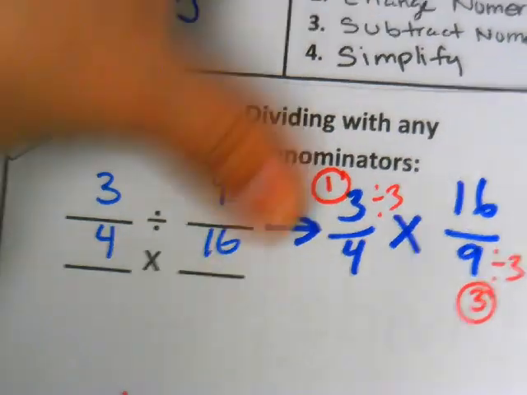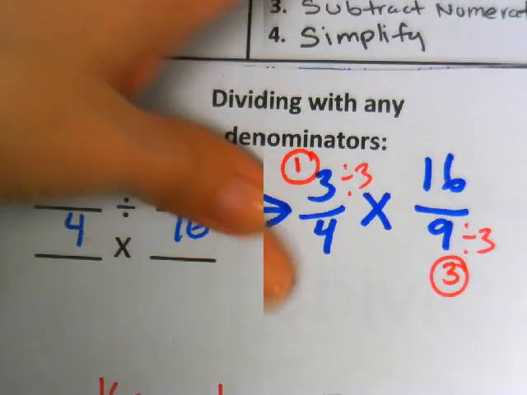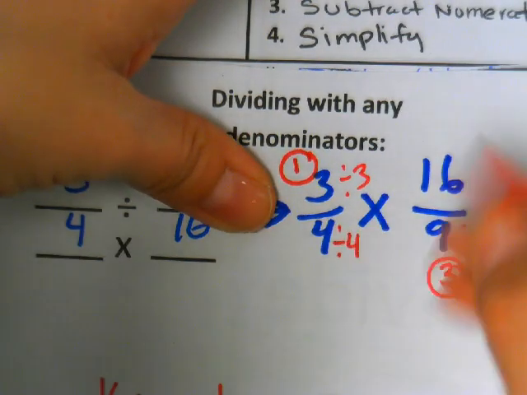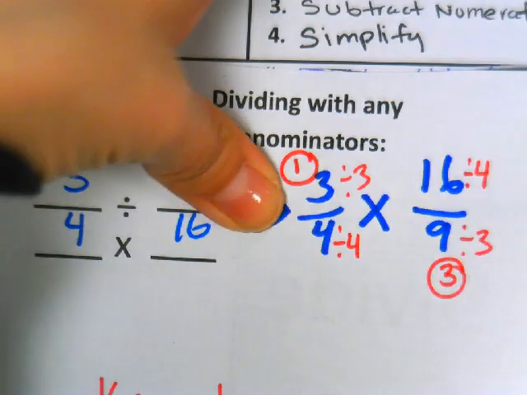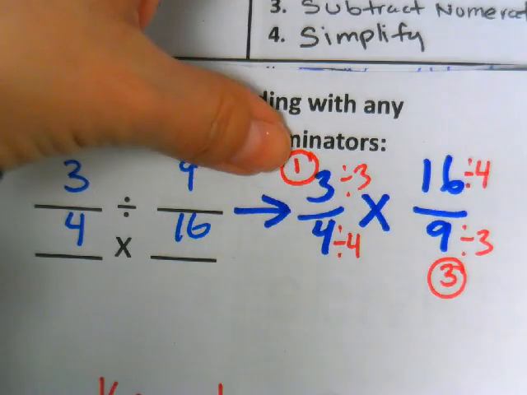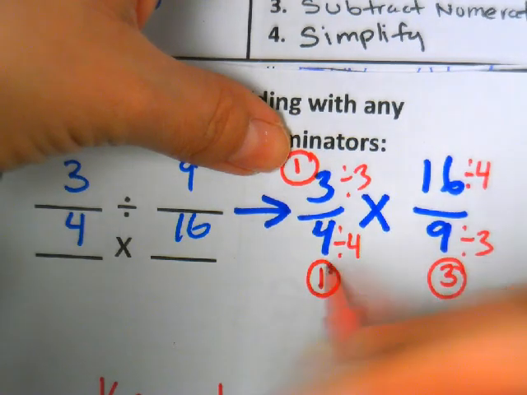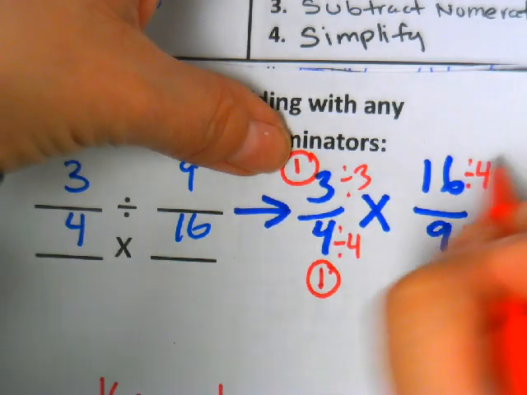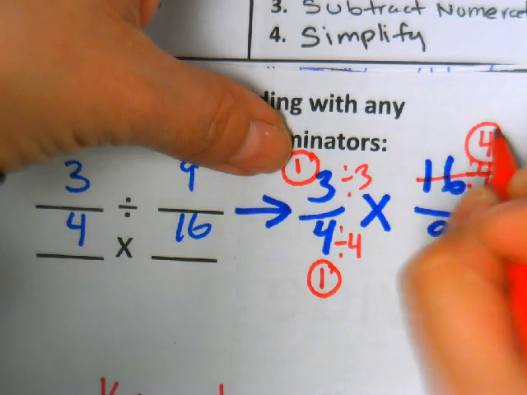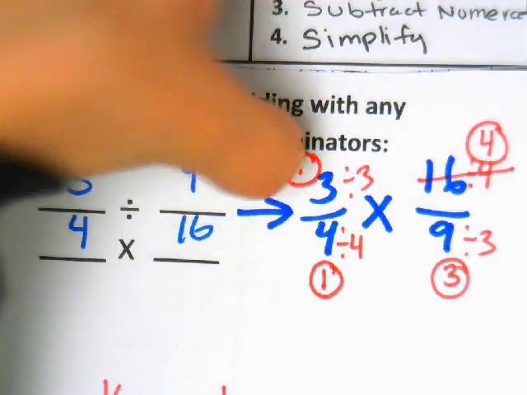4 and 16. What can I divide 4 and 16 by? 4. 2 works, but what's better? 4. All right, write it down. 4 divided by 4? 1. 16 divided by 4? 4.